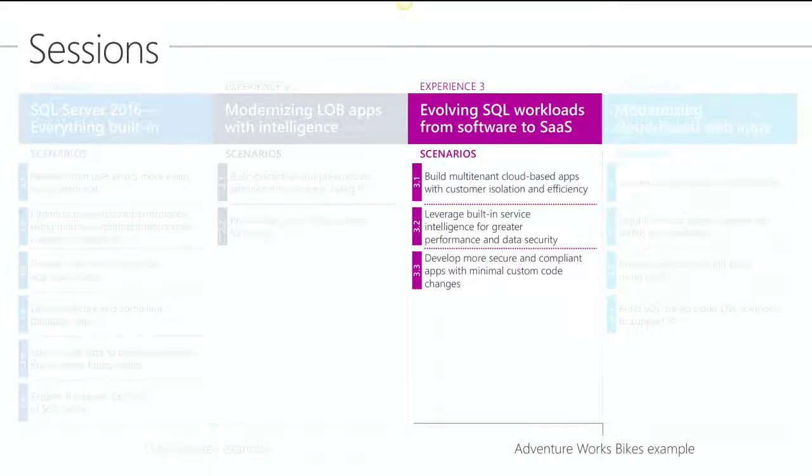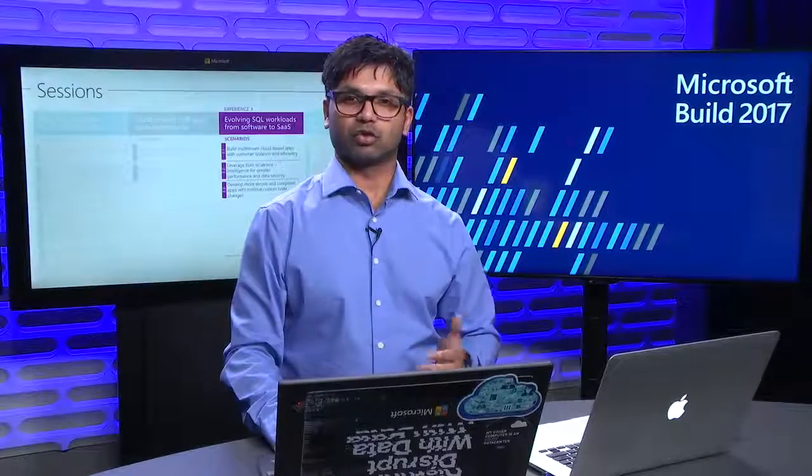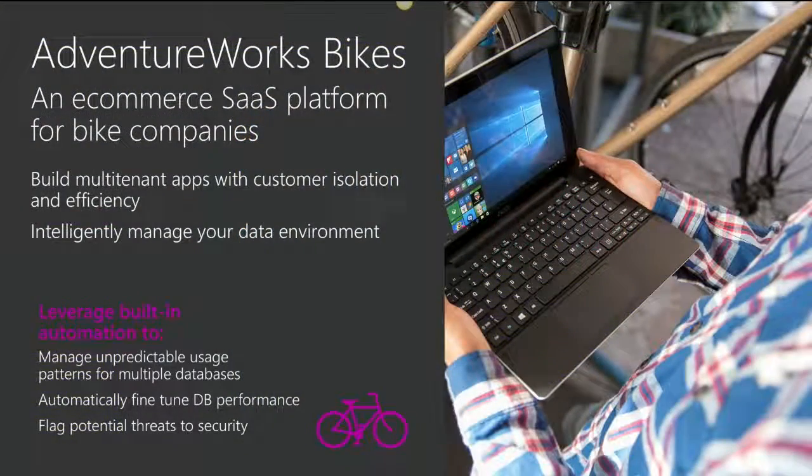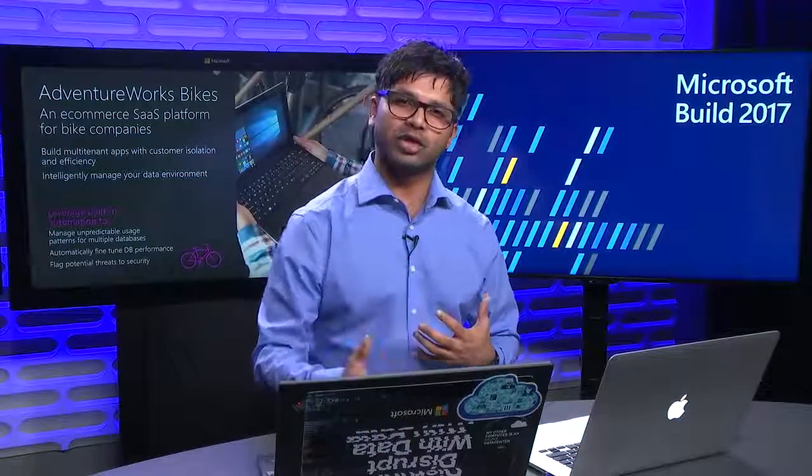For this session, as I said, we're going to concentrate on evolving SQL workloads from software to SaaS. So let's have a look at the scenario first. As you could see, AdventureWorks Bikes is basically an e-commerce platform which is hosting multiple tenants as part of the whole SaaS program they're running, right? So there's a lot of ambiguity there. You can have unpredictable load coming in, and there could be performance and security issues which AdventureWorks Bikes needs to manage as a platform. How do we solve that without even adding more user intervention, right?